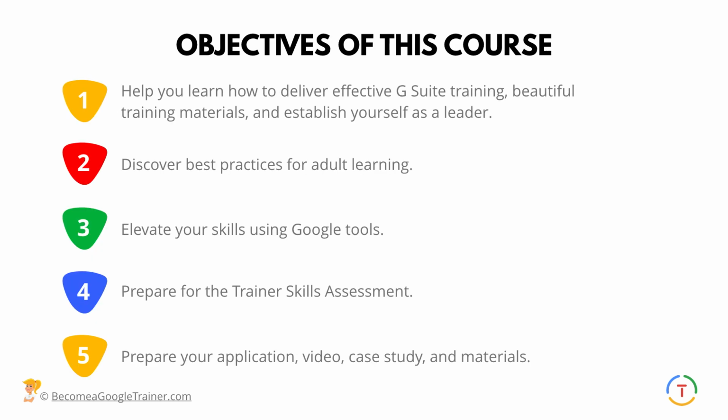So the objectives of the course, number 1, just to help you learn how to deliver effective G Suite training, beautiful training materials, and establish yourself as a leader. Number 2, you're going to discover best practices for adult learning. Number 3, you're going to elevate your skills using Google tools. And number 4, you're going to prepare for that trainer skills assessment. And then number 5, you're going to prepare your application, your video, your case study, and all of those materials that you have to submit with your application.